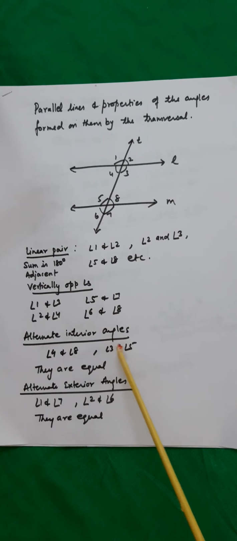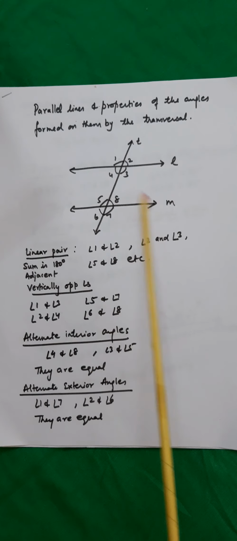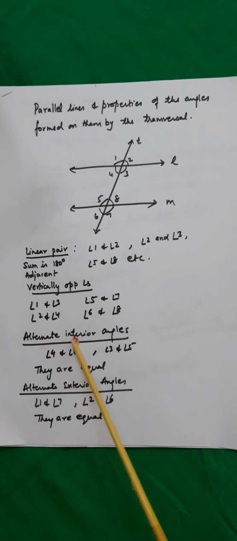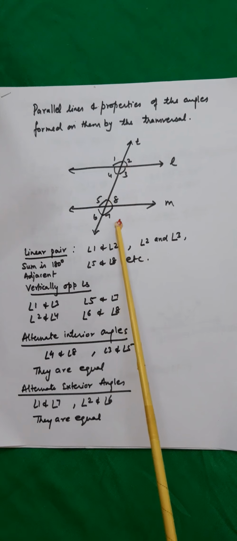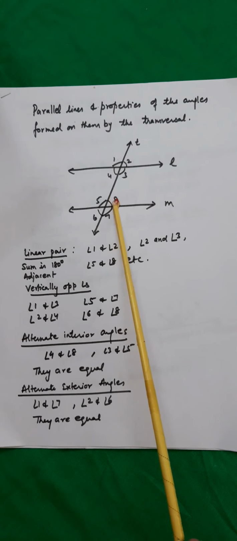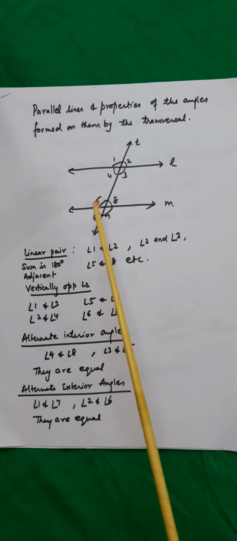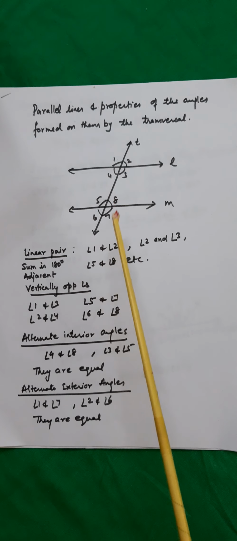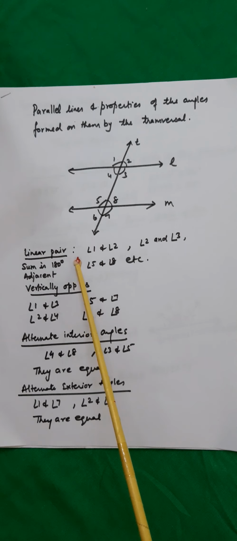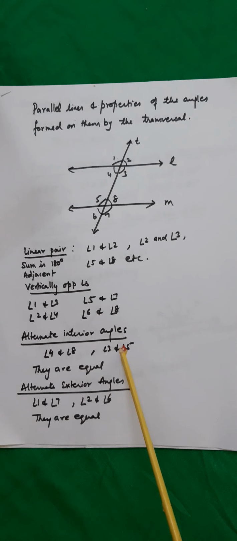Alternate interior angles. Alternate interior angles are formed when you have a Z formation over here, like this, right? That means alternate interior angles will be on the inner side of the lines. So 4 and 8, they form alternate interior angles. Here 3 and 5, they form alternate interior angles. What is the property? The property is that they are equal. Linear pair is supplementary, vertically opposite angles are equal, alternate interior angles are equal.